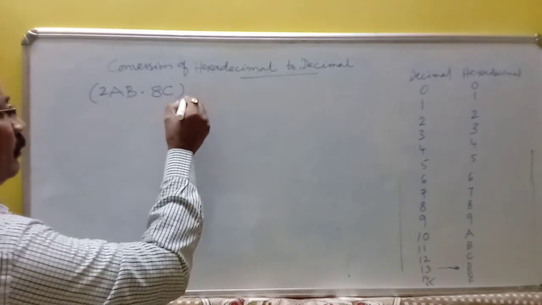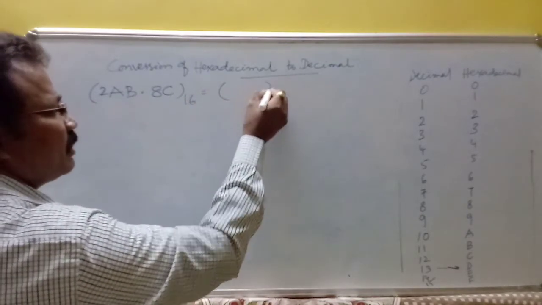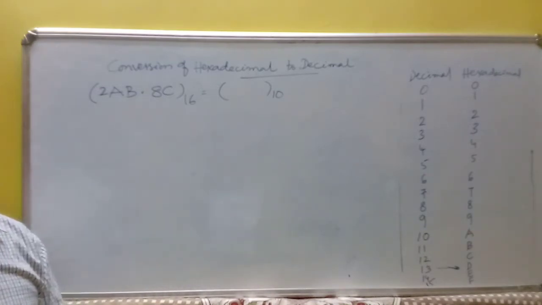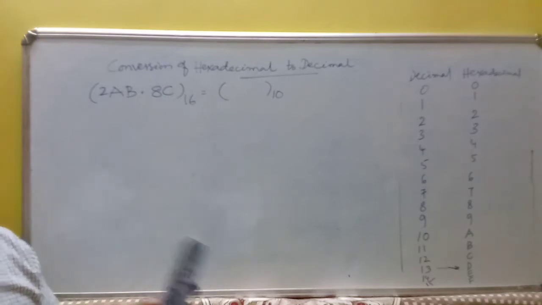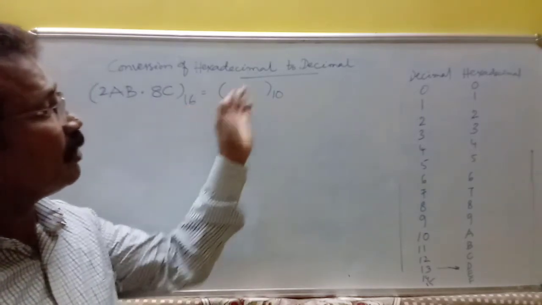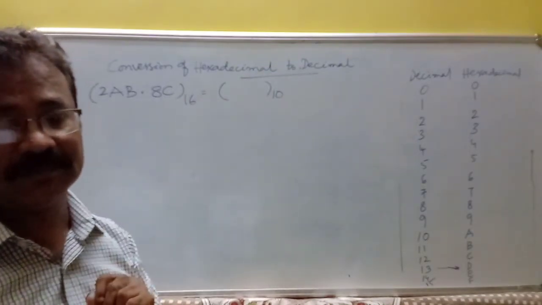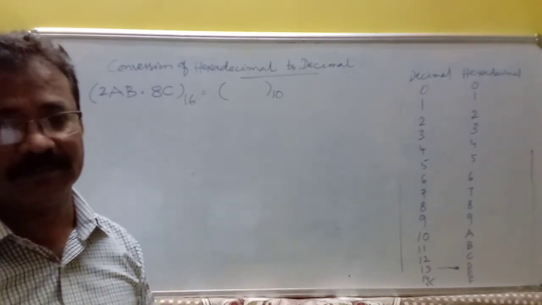2AB.8C. That is the hexadecimal number. You have to convert that hexadecimal number into a decimal number. This is the same process as that of the conversion of octal to decimal and binary to decimal. It is the same process, but the base is different.